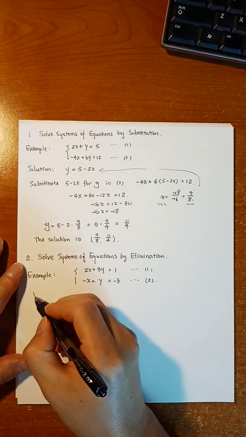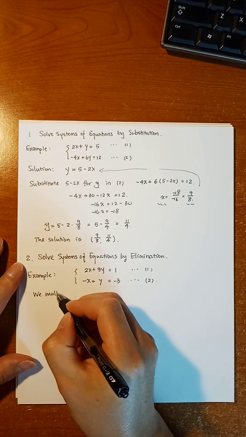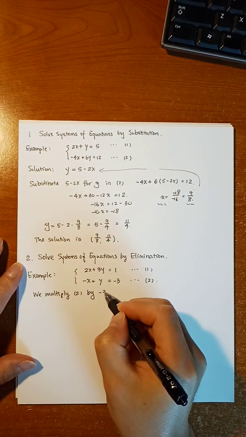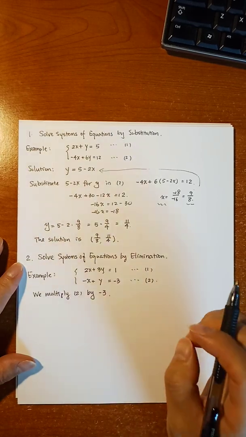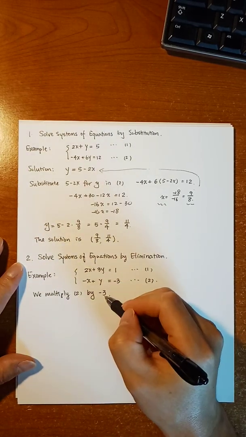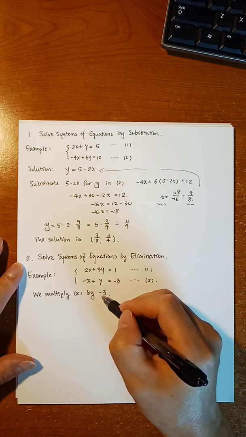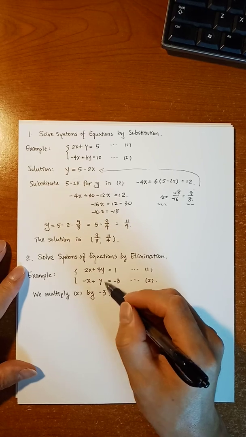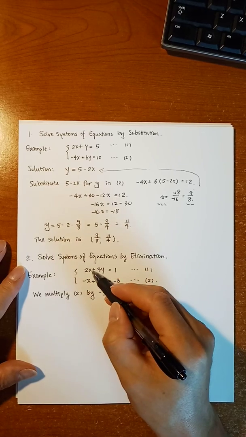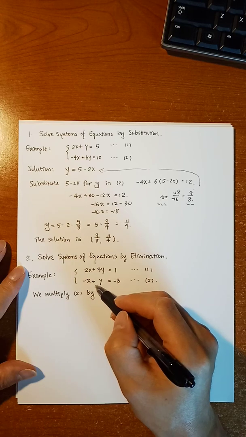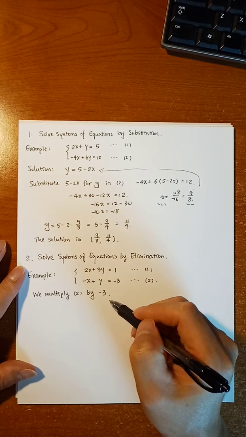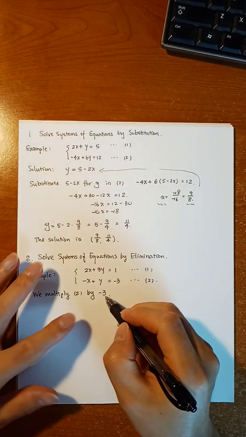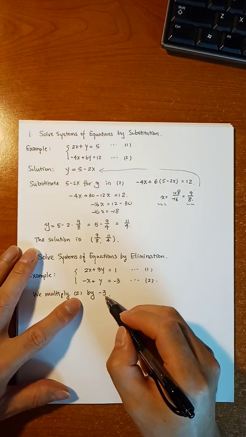So we multiply the second equation by negative 3. Remember, I'm going to do the elimination. So here 3, I multiply the other equation by the negative of the coefficient. Here 3, it becomes negative 3. If originally this is a negative 3, then I will multiply the second equation by positive 3. Always the opposite sign. Okay, so we multiply equation 2 by negative 3.